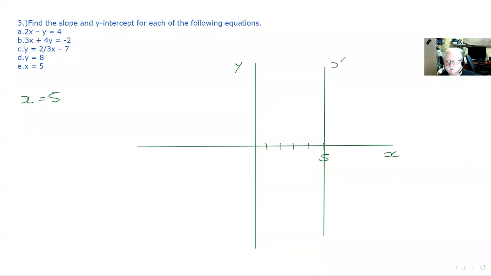So this is the equation x equals 5. But we can see there's no y-intercept. So we would just have to report that. So a bit of a trick question, as they've asked us for the y-intercept. There's no y-intercept. And the slope here could either be reported as being infinite, or I think they would call it undefined.